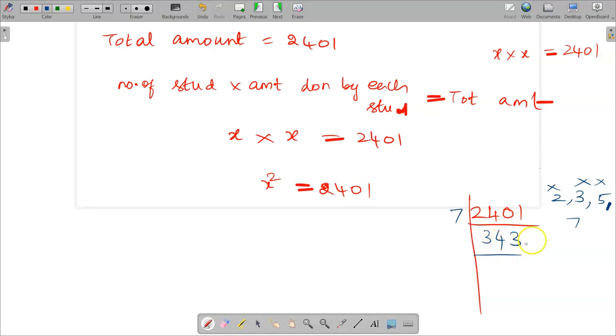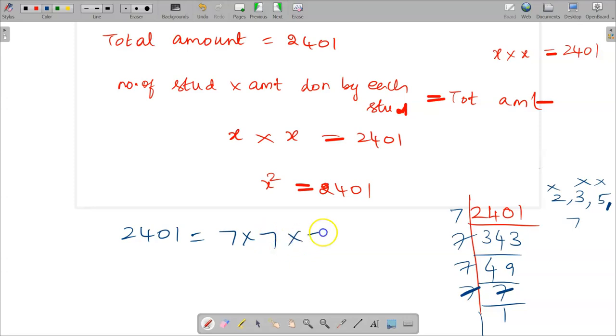The quotient is 343, again an odd number which is not divisible by 2. 3 plus 4 plus 3 is 10, and 10 is not divisible by 3. The unit digit is 3, so I cannot proceed with 5. Let me again check with the number 7. 7 4s are 28, balance is 6, 63, 7 9s are 63. So 49 is not divisible by 2, 3, 5. Let me proceed with the number 7. 7 7s are 49. Again 7 is a prime number which I have to divide by 7 only. So 7 1s are 7. So 2401 I can write as 7 into 7 into 7 into 7.